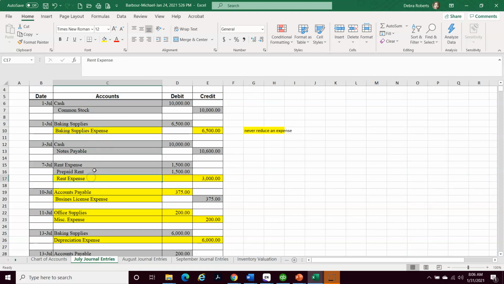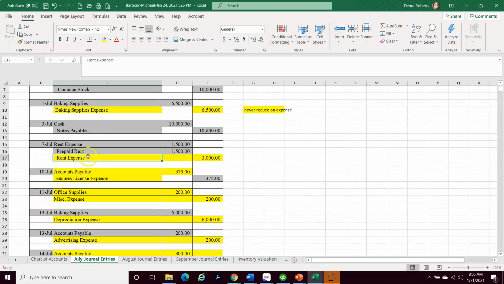The next entry is the same thing I mentioned before. We're never, ever going to reduce our expense. In the transactions that you will see for the next 3 months, all of them are standard entries, nothing correcting. Therefore, it's not appropriate to decrease an expense.